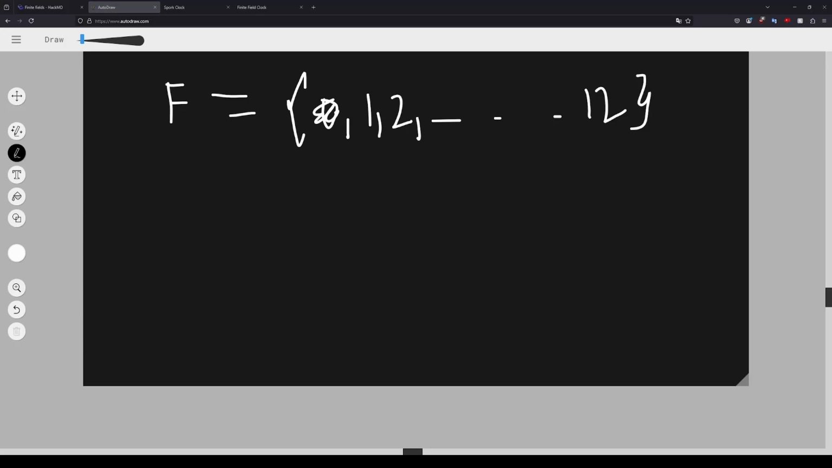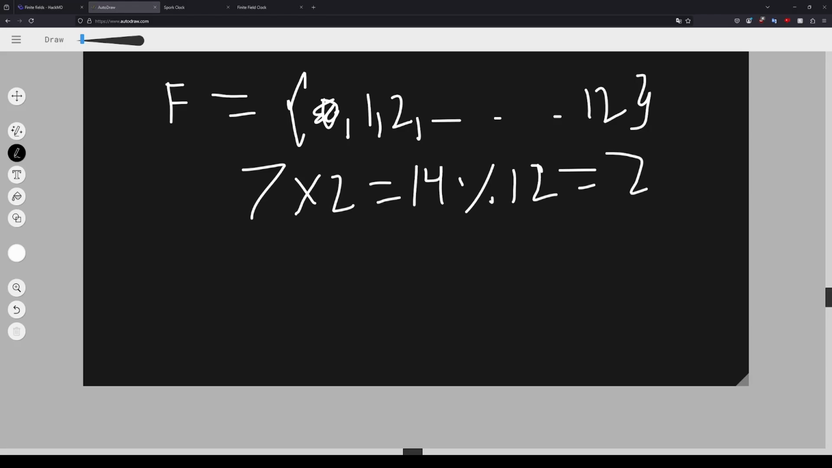Multiplication is not as simple as modular arithmetic. We can't just multiply and do the mod. For example, 7 times 2 equal to 14, mod 12 equal to 2. This will not work. I will explain it through an example. Take the example of 3. So 3 times 1 equal to 3.